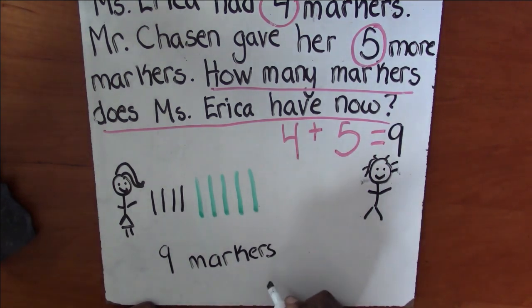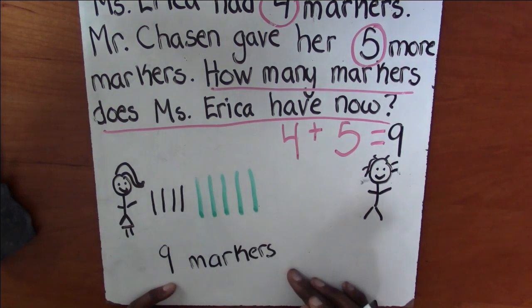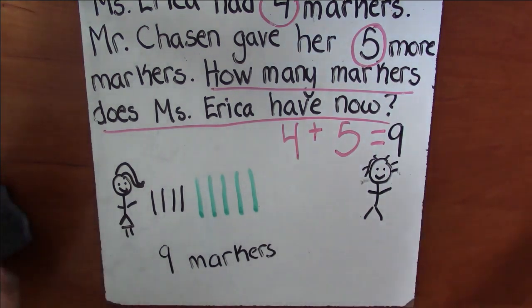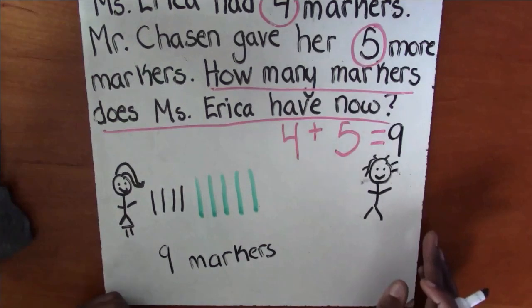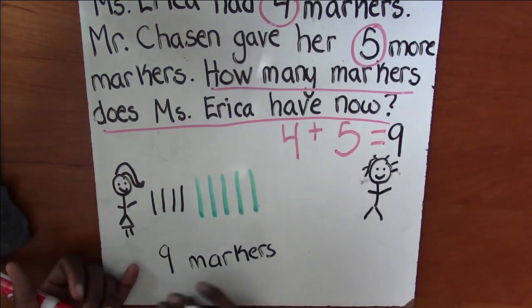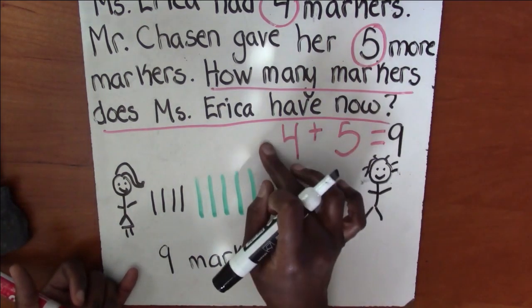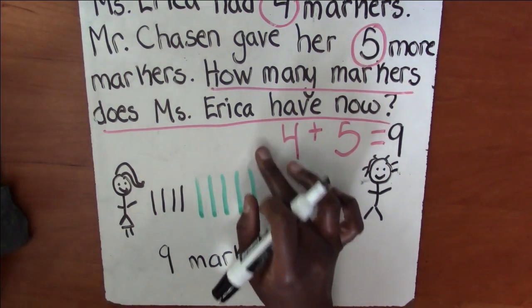Is that a sentence? 9 markers? That's not really a sentence because I don't know who this sentence is about. I'm just talking about markers. This could be talking about anything. This doesn't give me enough information to answer this question. How many markers does Miss Erica have now?